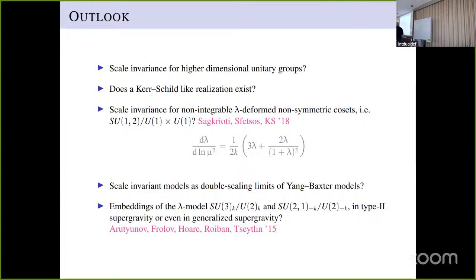Another part is, what about scale invariant models as double scale limits of Yang-Baxter models on cosets? As far as we have checked till now, scale invariance cannot be found. In the case of playing the same trick and demanding scale but non-conformal invariance, it does not work, and the theory trivializes. At the end, we have a flat target space-time, and then just conformal invariance. And at the end, perhaps one can ask about embeddings of the full lambda deformed model, either this one or the non-compact version, in type II supergravity, or even in generalized supergravity.